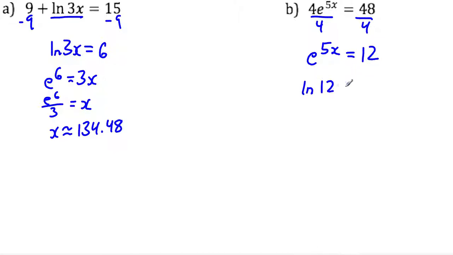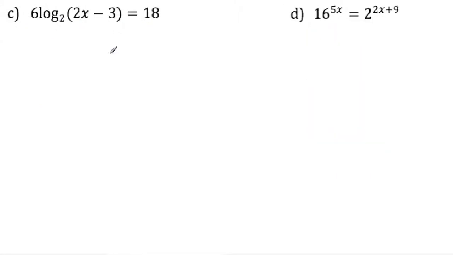Rewriting this, I get that the natural log of 12 is equal to 5x. So x must be equal to the natural log of 12 divided by 5. Now, it's important to note here, this is not 12 divided by 5, and then you take the natural log of this. This is natural log of 12, and then you divide that by 5. And so this gives us that x is about equal to 0.50. If I'm rounding to hundredths, I'll keep this uniform. 0.50.